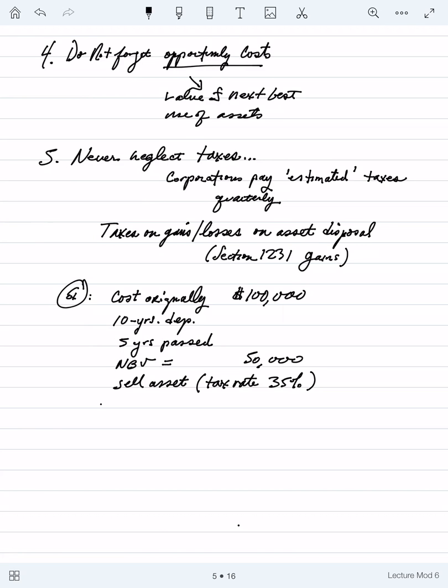So imagine some scenarios. Let's see what happens here. Scenario 1. Let's say it sells for $50,000. Okay. The sales price is equal to the net book value. So there's no gain, there's no loss. So there's no taxes involved, and the sale is said to be free and clear.